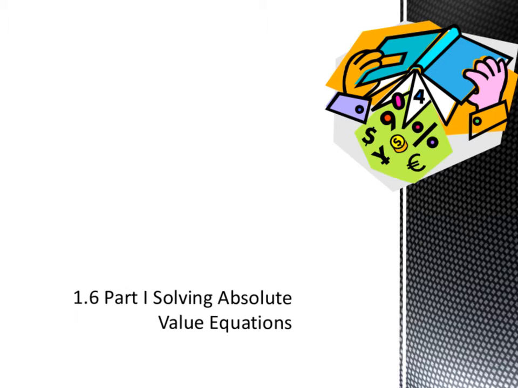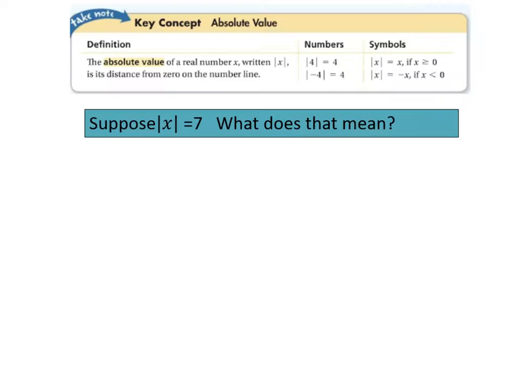In this video, you will learn how to solve absolute value equations. The absolute value of a number is the distance that the number is from 0. So if we look at our examples up here, the absolute value of 4 is 4, and the absolute value of negative 4 is 4, because they're both 4 units away from 0.